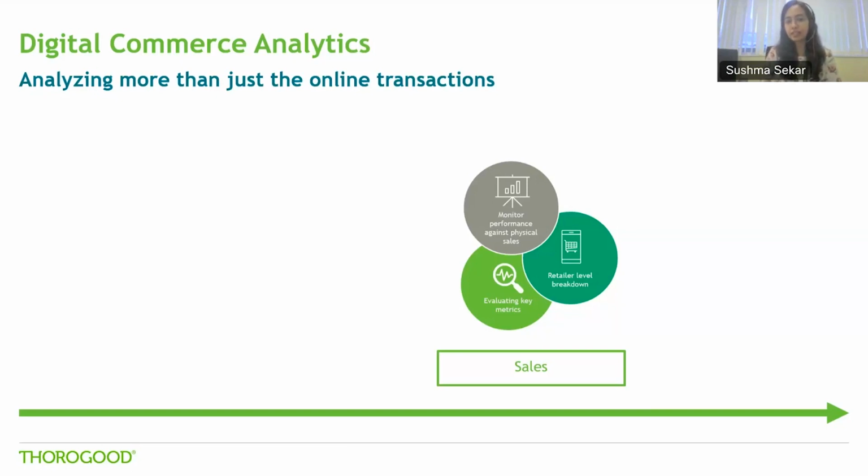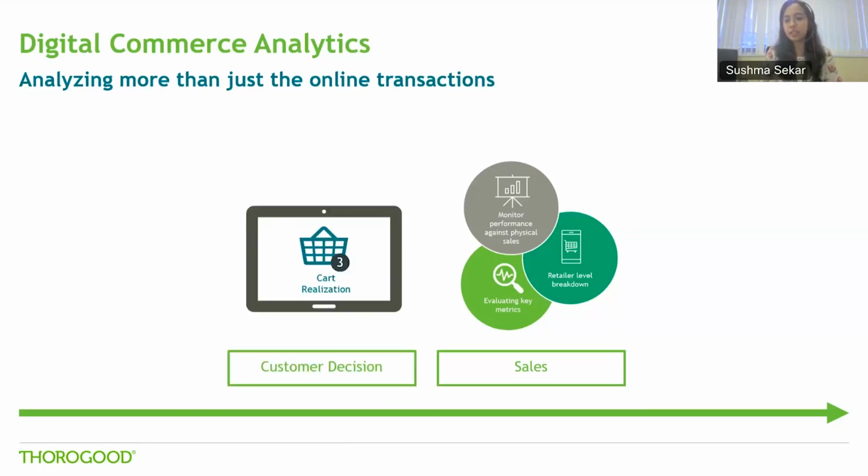When you're looking at physical sales, a key data point is the actual transaction itself and maybe some additional data from sources such as surveys and customer feedback. In the digital world, in addition to the actual transaction, there are so many data points from other parts of the customer's journey that are available to us. For instance, there's the decision making aspect that we discussed previously and data points related to that.